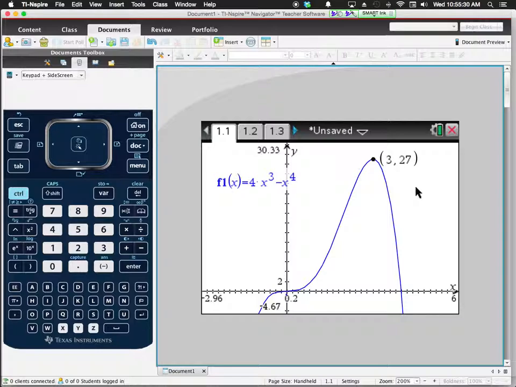You don't have to do negative infinity to 0 and 0 to 2 on increasing? No, because it's increasing the whole time. It's not going to change.